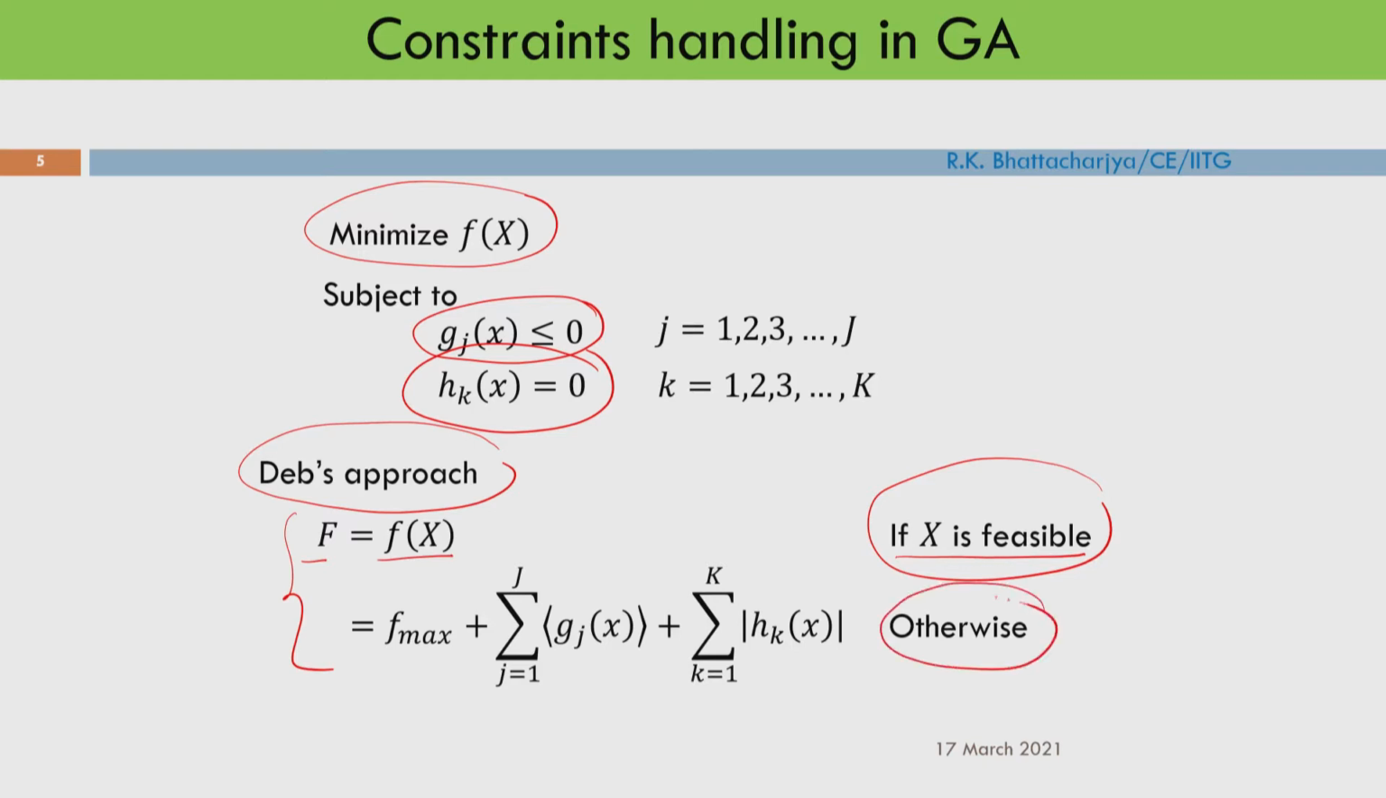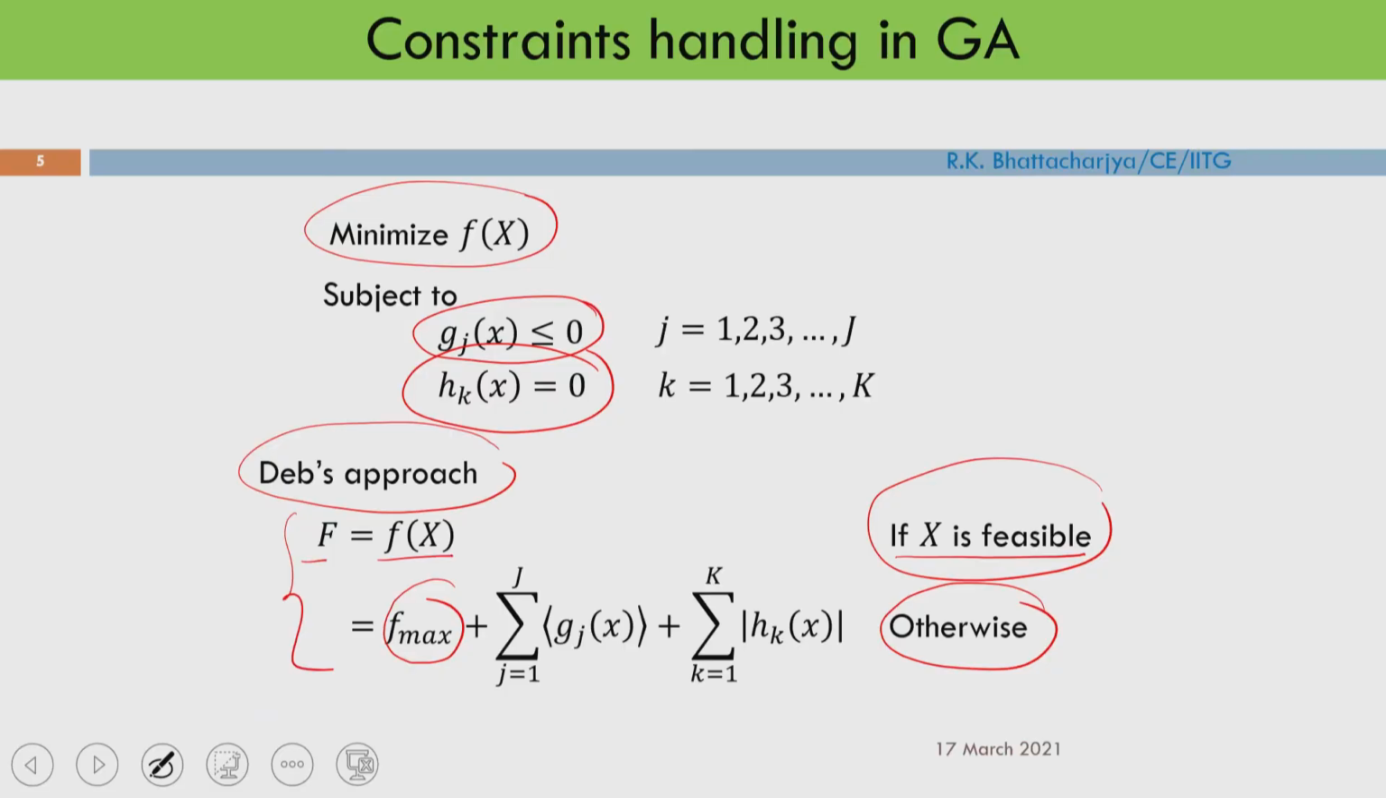But otherwise, if it is in the infeasible region, you are calculating f_max. What is f_max? f_max is the maximum function value of the feasible solutions. You have a set of feasible solutions and f_max is the maximum function value of that particular set, and then you are adding the violation. This is the violation of the inequality type constraint, and this is the violation of the equality type constraints, and this way I can implement constraints in a genetic algorithm.